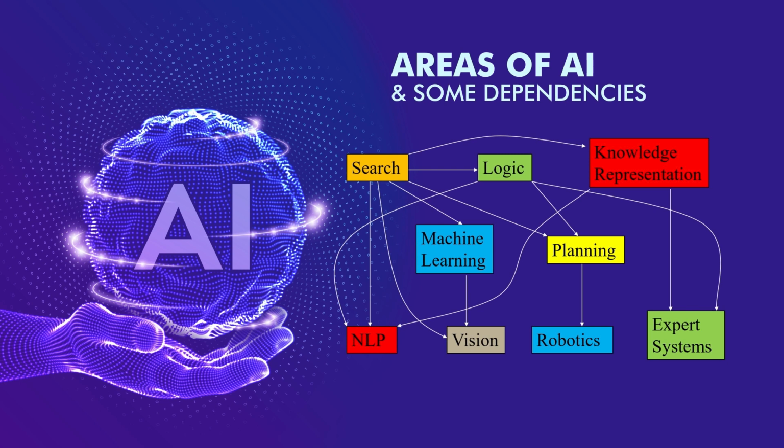From machine learning, where machines learn from data and experience, to natural language processing, enabling computers to understand human speech and text, and computer vision, which allows machines to interpret and analyze visual information. AI algorithms process vast amounts of data, enabling machines to recognize patterns, make predictions and even create art and music. These capabilities have transformed numerous industries from healthcare and finance to transportation and entertainment.